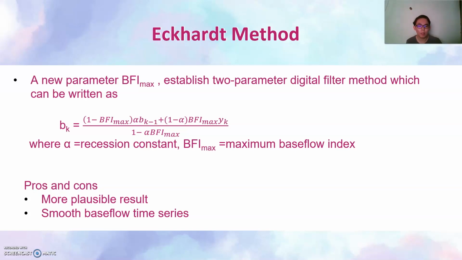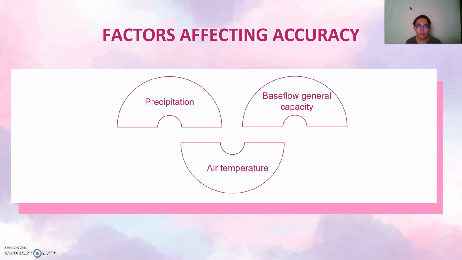Next are the factors that affect the accuracy. There are three main factors that affect the accuracy, which are precipitation, air temperature, and also base flow generation capacity. That's all for me. Thank you.